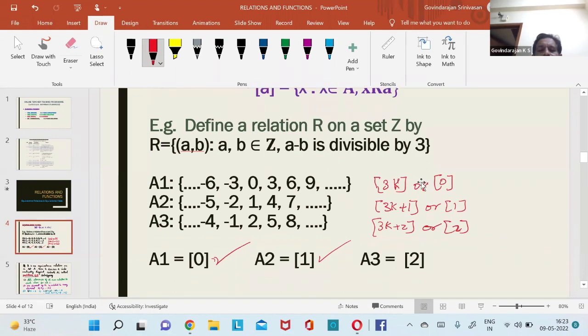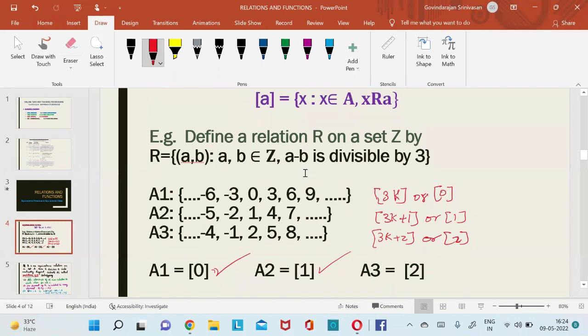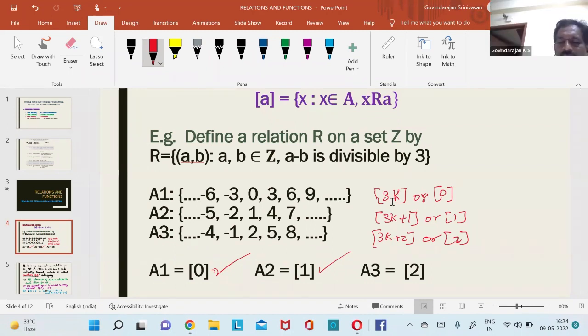In the first line, the equivalence class of 3K or the equivalence class of 0, and there you write some more examples, the other way, the 3K. 3K means 3 into k. Or it is the equivalence class of 3, or the equivalence class of 9, or the equivalence class of -6. They are all one and the same.